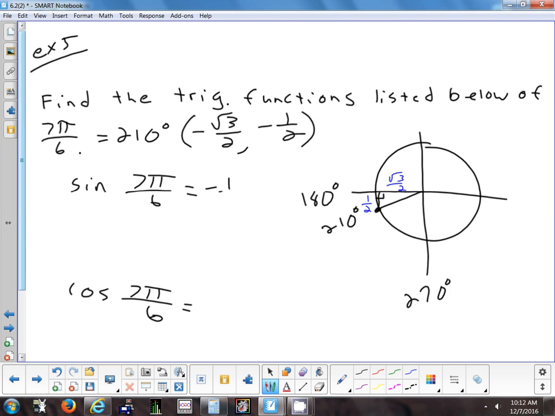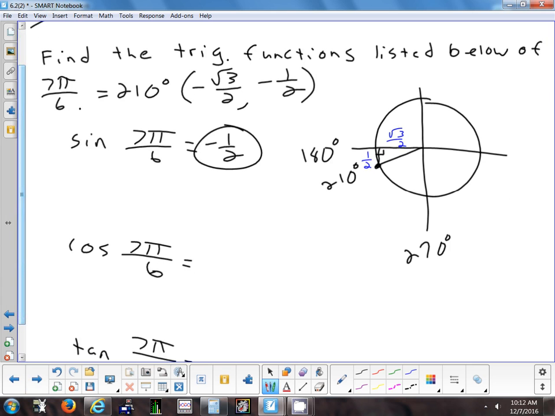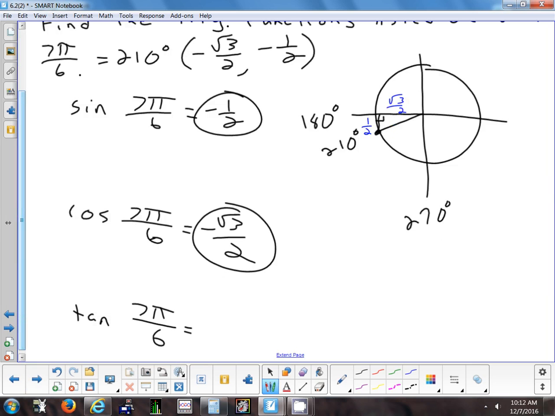Yep, negative 1/2. Cosine? Square root of 3 over 2, negative. And my tangent. What did you say? The square root of 3 over 3, yes. Because when you divide it, the negatives cancel, the 2's cancel, and you're left with a square root in the bottom that you need to fix.